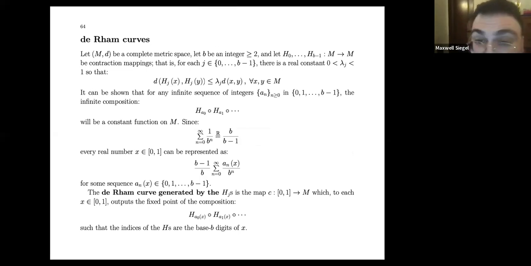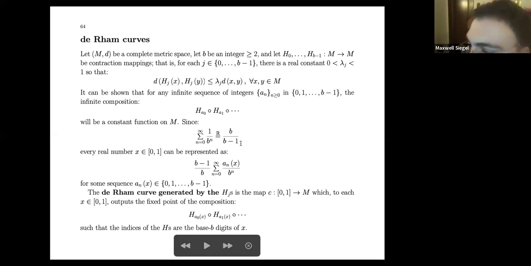Let M be a complete metric space, let b be an integer greater than or equal to 2, and let the h's be contraction mappings on M. It can be shown that for any infinite sequence of a's in 0 through b minus 1, the infinite composition sequence of h_a0, of h_a1, and so on, will be a constant function whose output is completely determined by the choice of a_n's. Next, using base b, we can uniquely represent every real number in the unit interval, like so, for some sequence of integers a_n of x.